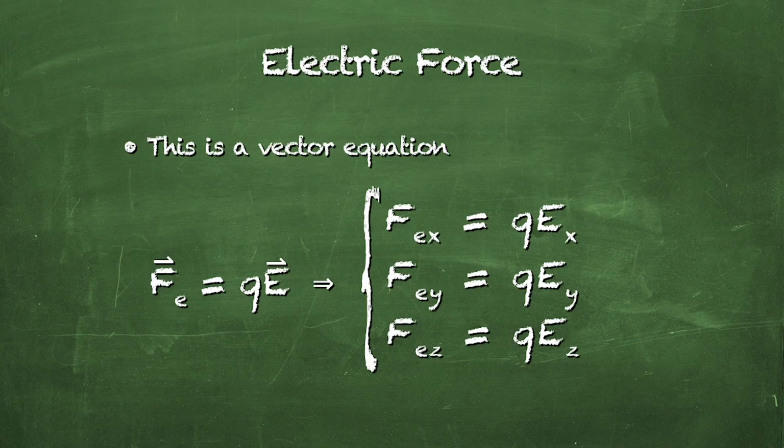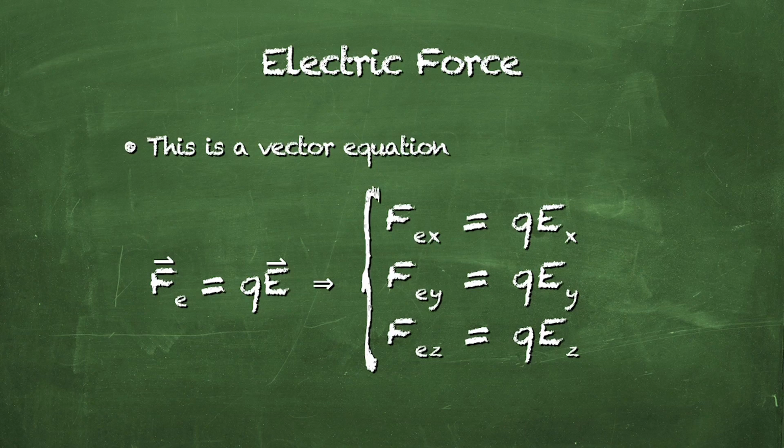That means that the electrical force in the Y direction is equal to the object's charge times the electric field in the Y direction, and the electric force in the Z direction is equal to the object's charge times the electric field in the Z direction. So we will have to consider X, Y, and Z, all three dimensions in this course. So every vector equation now becomes three separate component equations.